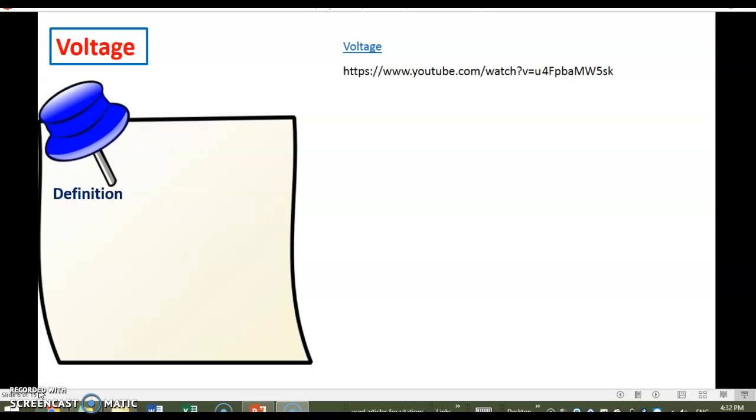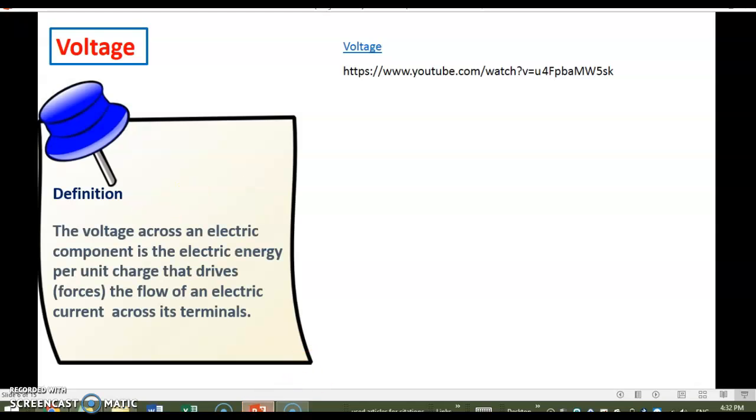It's the voltage. So after watching the video on YouTube, whose link is the one shown here, we're going to see that the definition of a voltage is: the voltage across an electric component is the electric energy per unit charge that drives or forces the flow of an electric current across its terminals.